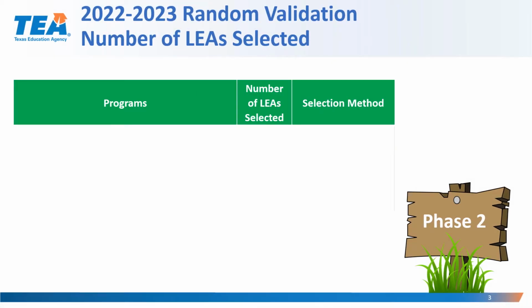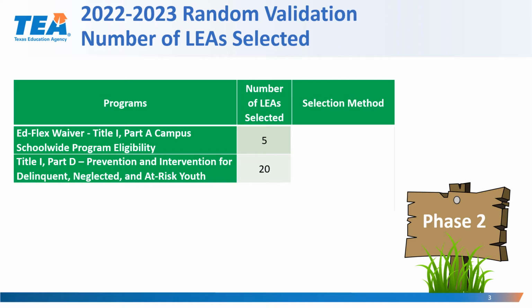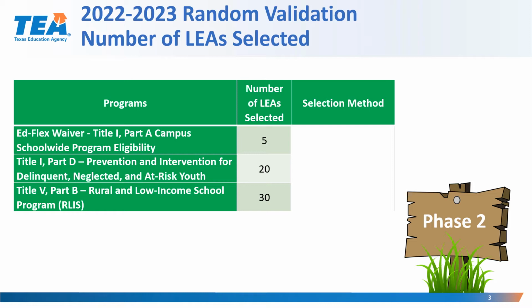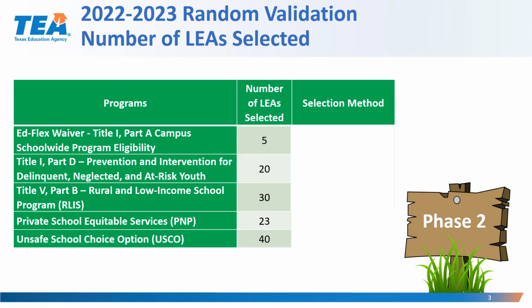We will now take a look at the number of LEAs selected to participate in the Phase 2 random validation process. For the EdFlex waiver, 5 LEAs with 5 campuses will be selected. For the Title I Part D program, 20 LEAs will be selected. For the Title V Part B program, 30 LEAs will be selected. For the Private School Equitable Services, 23 LEAs will be selected. And for the Unsafe School Choice option, 40 LEAs will be selected.